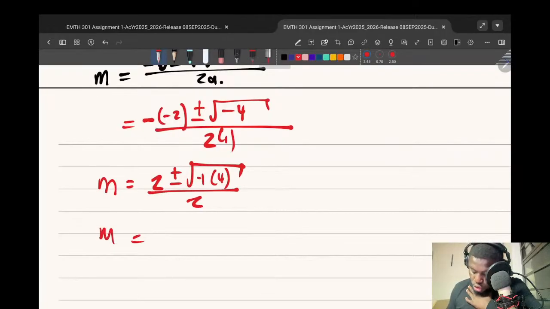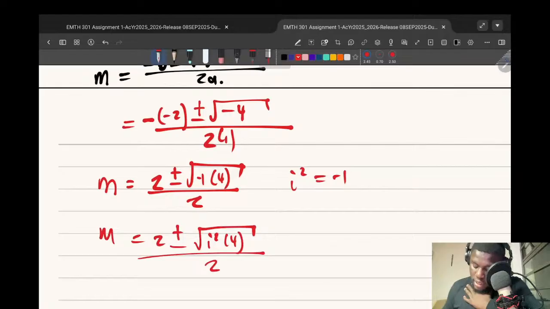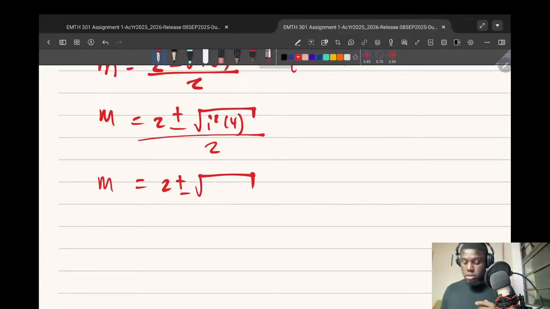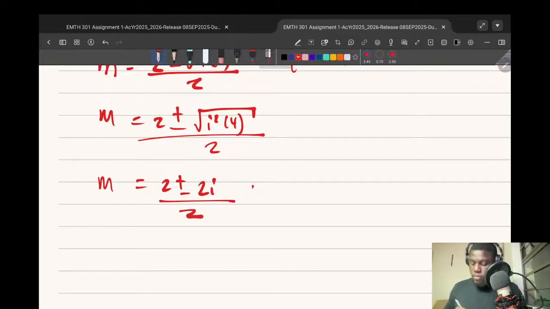m is equal to 2 plus or minus the square root of negative 1 by 4. We know what it is: i squared is negative 1. So it is going to be i squared by 4 all over 2. There we go. So we are now saying m is equal to 2 plus or minus the square root of 4i squared. The square root of i squared is i. Square root of 4 is 2. So it is 2 over 2.